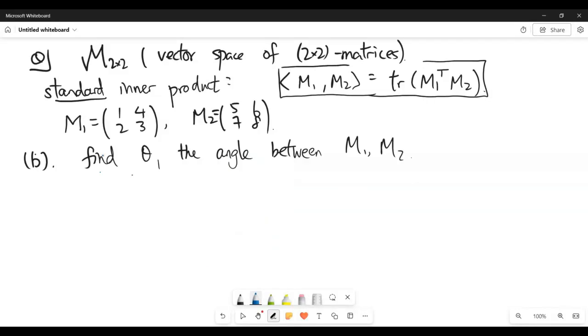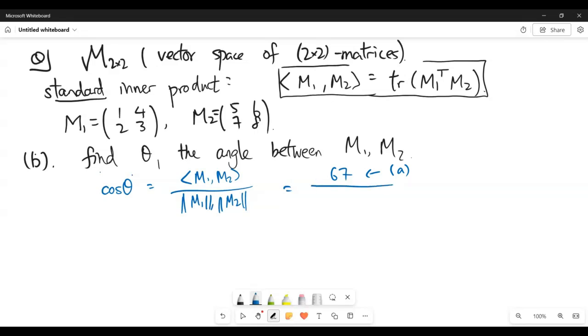In part B, let's try to find the angle theta between the two matrices M1 and M2. Please recall that the cosine theta has a formula like this. The bottom denominator is the product of two things. The first one is the norm of M1, the second is the norm of M2. And the top was computed in part A. By part A, the answer is 67.